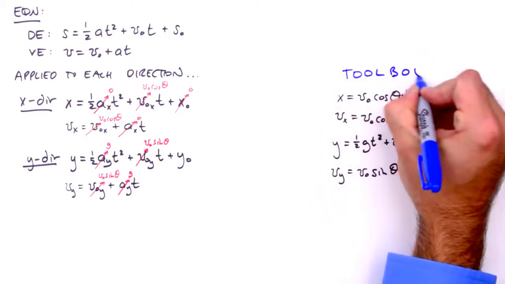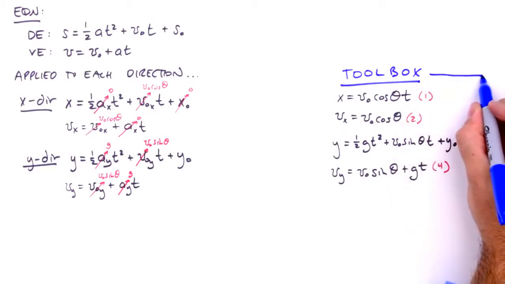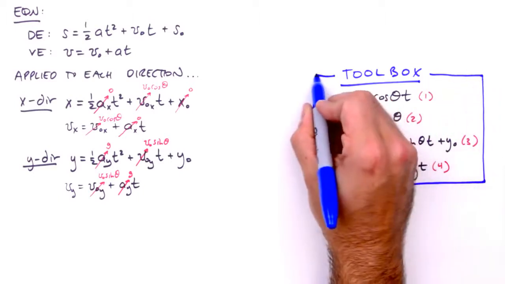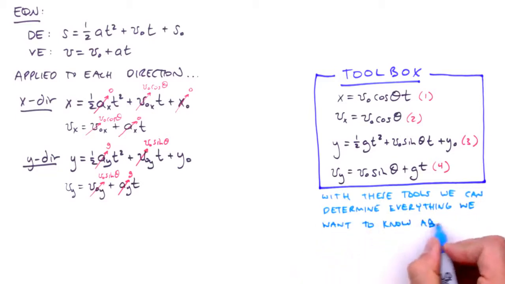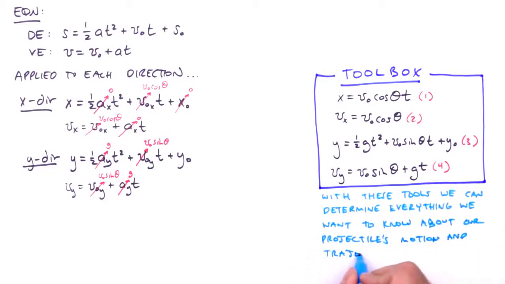Every handyman knows you got to have the right tools for the right job. The same goes for projectile motion. Simplifying the displacement and velocity equations for each direction is selecting the right tools. And with these tools, we can determine everything we want to know about our projectile's motion and trajectory.